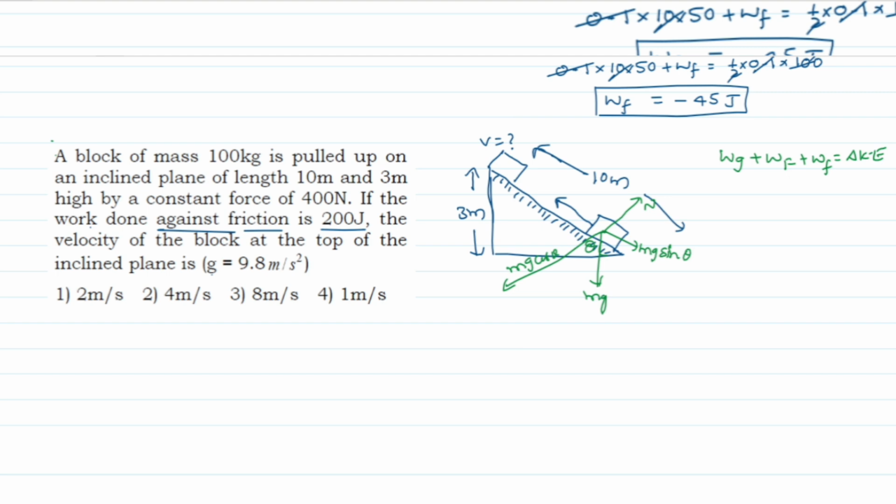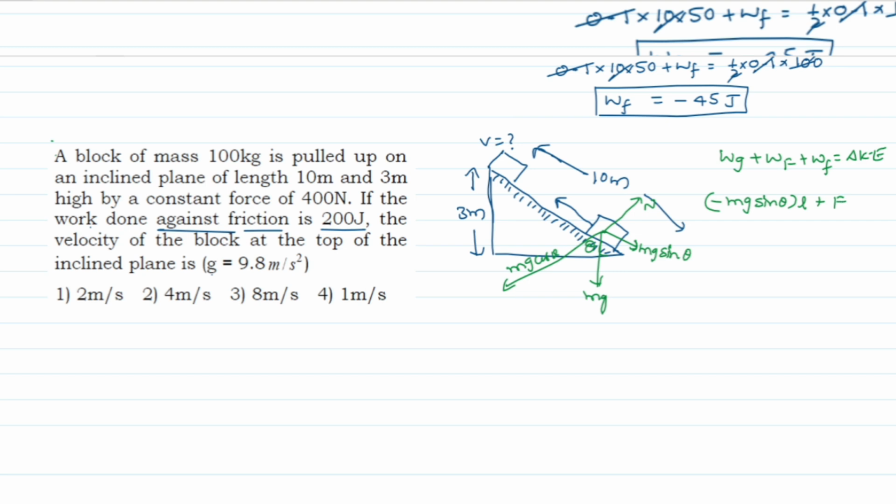Now you just apply it. The work done by the gravitational force is minus mg sin theta times L, because work done is force into displacement. The gravitational force pulls the body downwards, and the displacement is in the opposite direction. So force and displacement are in opposite directions, so I am writing minus mg sin theta into L. The work done by the gravitational force will be negative.